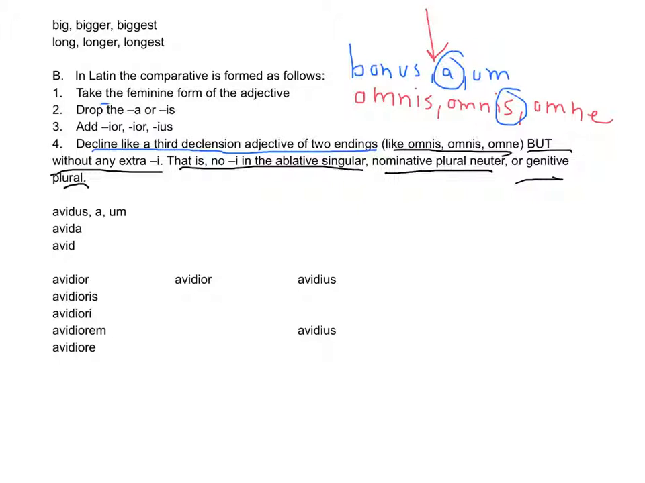I'll show you the singular real quick, and then on the next page I'll show you the whole thing again. You take avidus, avida, avidum, which means greedy. You take the feminine form, avida, and you drop the A. In this case you drop the A because there's no IS to drop. Sometimes it's an A that you drop, sometimes it's an IS. Then you add ior, ior, ius, the masculine, feminine, and neuter nominative singular. Then you add the genitive avidioris, and you decline it just like a third declension adjective.